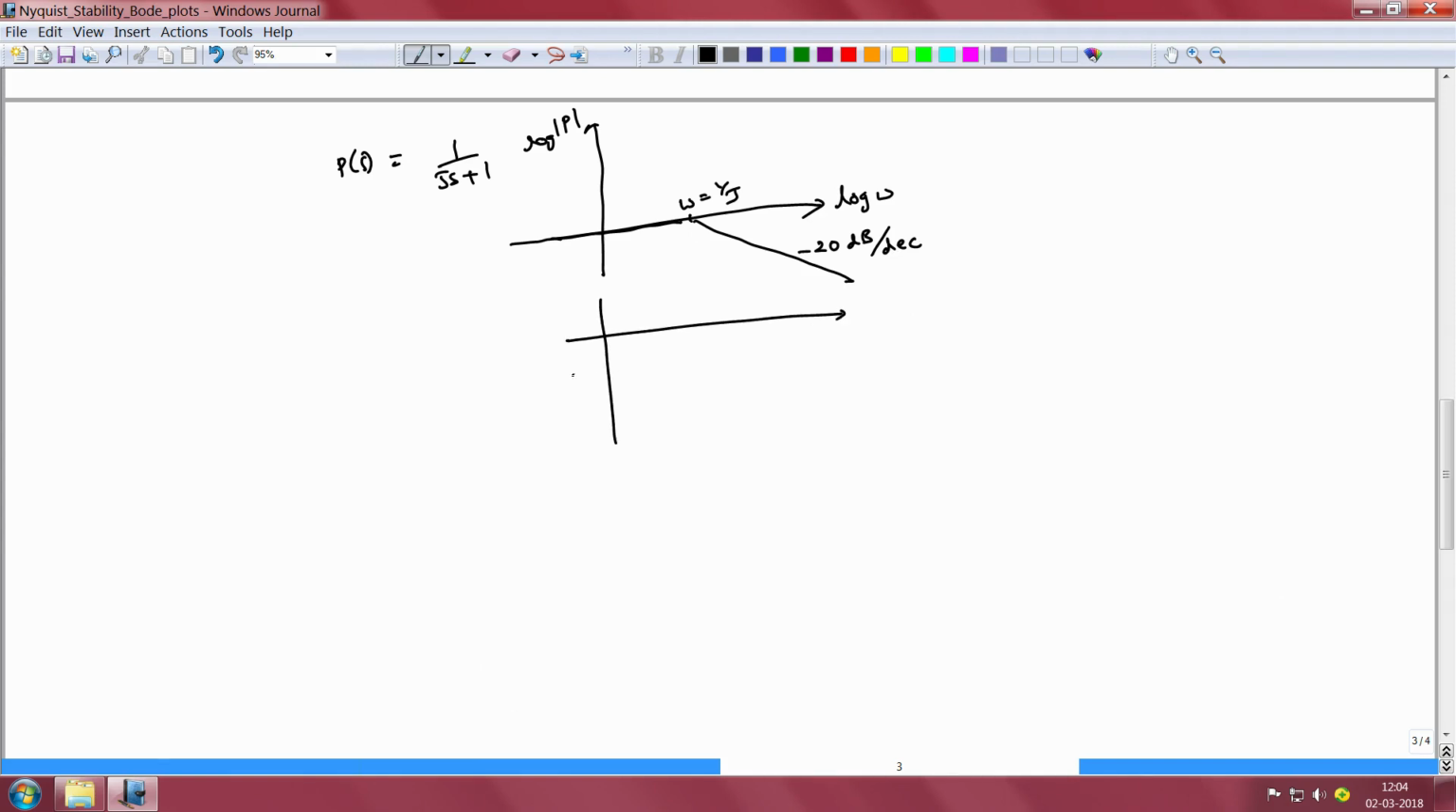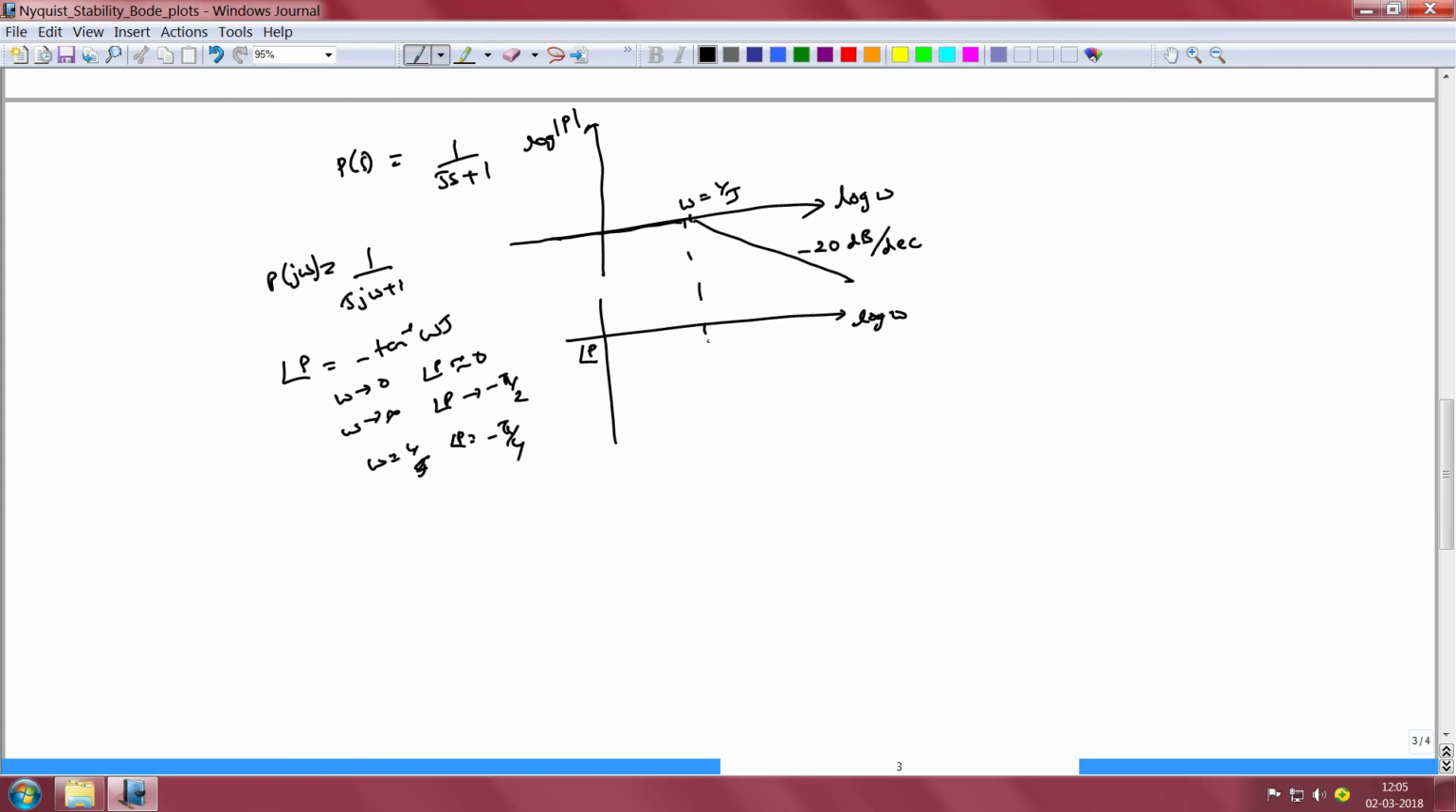Likewise, if you were to plot the angle of P as a function of log omega, P of j omega is equal to 1 by tau times j omega plus 1. So, angle of P is equal to minus tan inverse of omega tau. So, we see that when omega is close to 0, angle of P is also close to 0, and as omega tends to infinity, angle of P tends to minus pi by 2, and exactly at omega equal to 1 by tau, angle of P is equal to minus pi by 4.